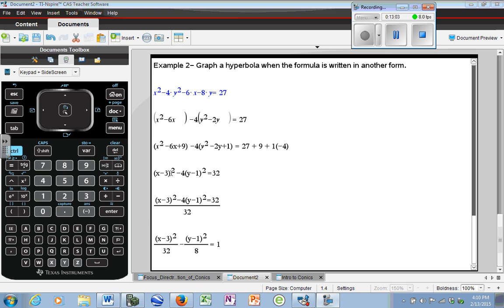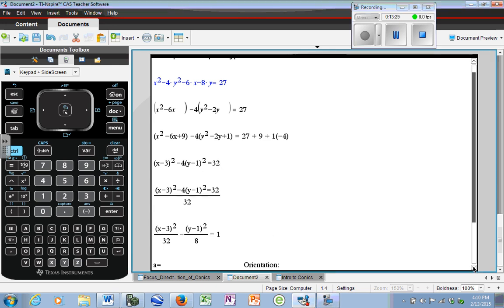So I put this in its right form, in the completed square form. X squared minus 6x plus 9 equals x minus 3 squared. And y squared minus 2y plus 1 equals y minus 1 squared. This side 27 plus 9 minus 4 equals 32. It has to equal 1 though. So if I divide everything by 32, here's my form.